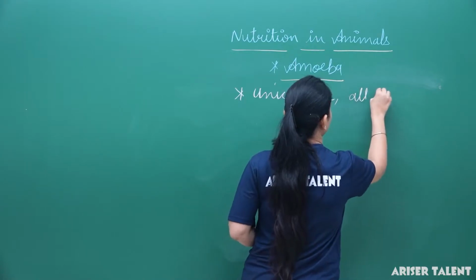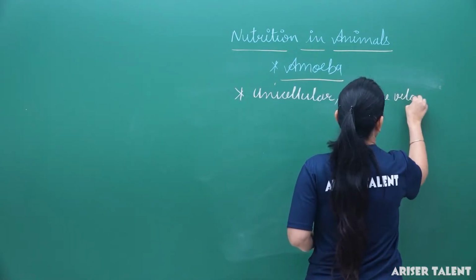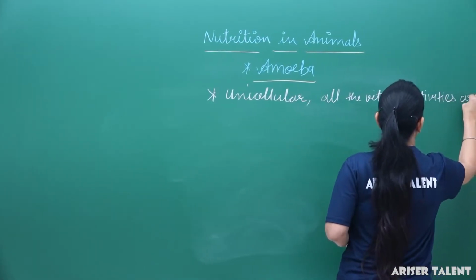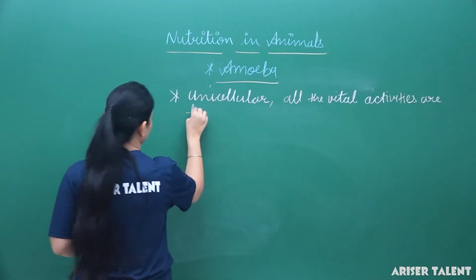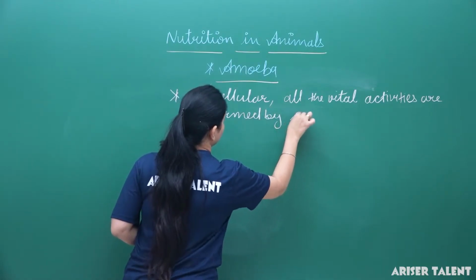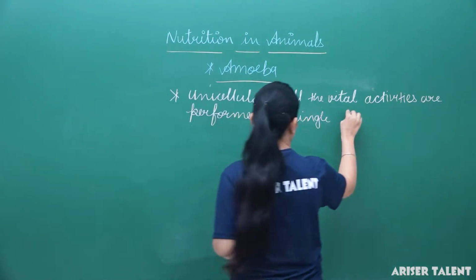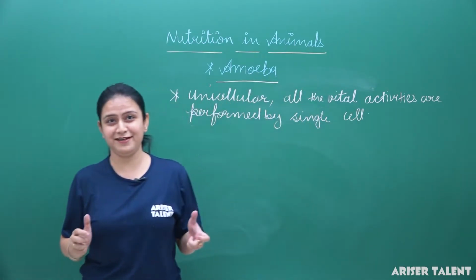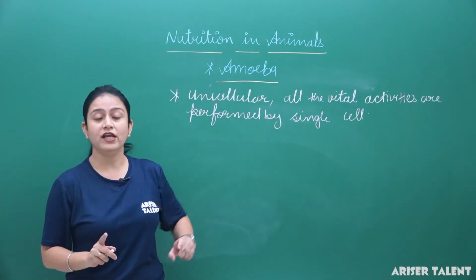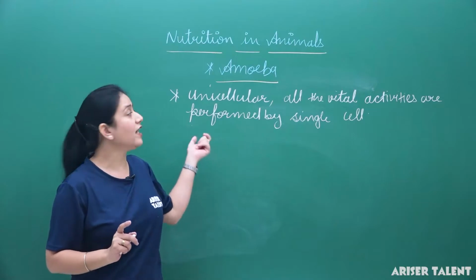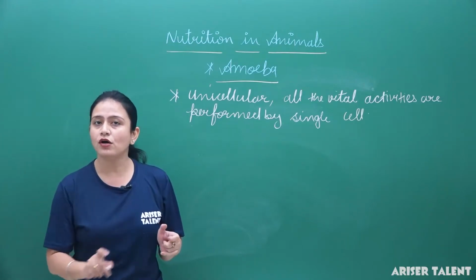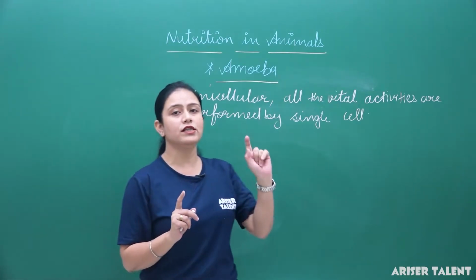All the vital activities are performed by a single cell. So how hardworking it is. It is made up of a single cell but performs all the vital activities with that single cell only. So now let's talk about the interesting topic, that is nutrition in amoeba. Amoeba is unicellular, but it follows all the processes of nutrition, means all the steps of nutrition.